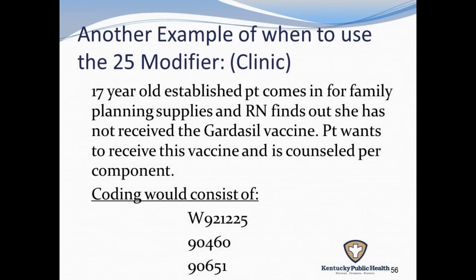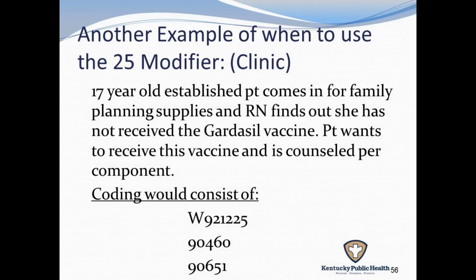The coding on this would consist of, because she's coming in for her family planning supplies, right? She is coming in for that, so she's actually going to have her W9212 for the family planning supplies. But if you don't add that 25 onto that visit, the payer usually will not pay that visit because they see an administration and a vaccine, and that's it.